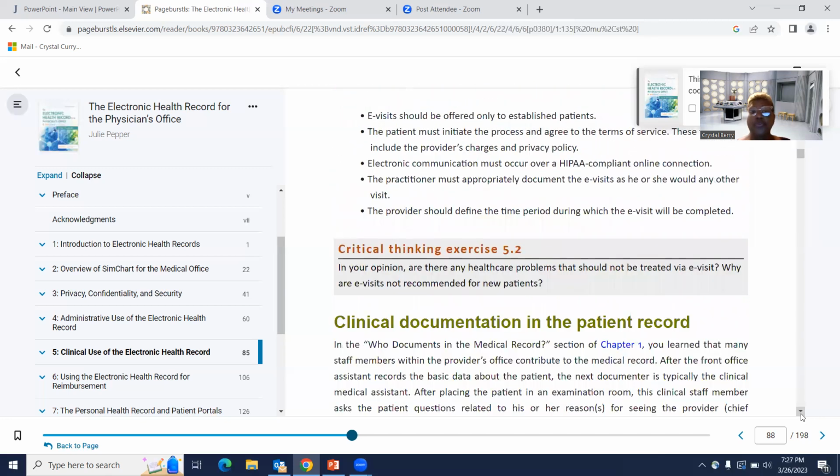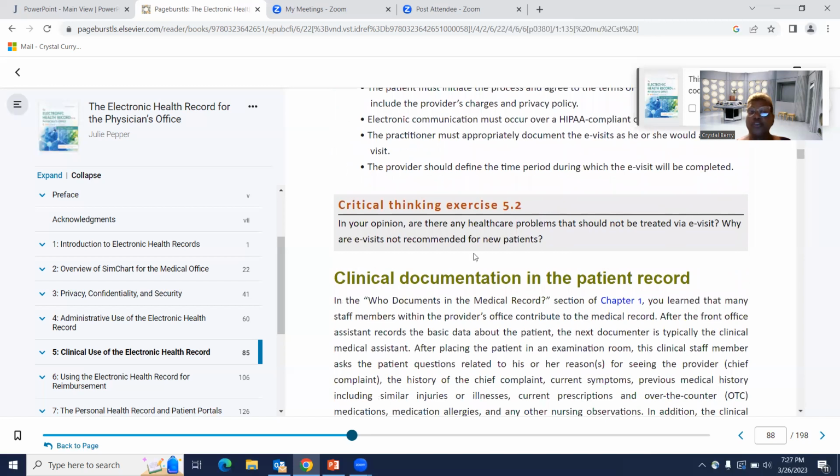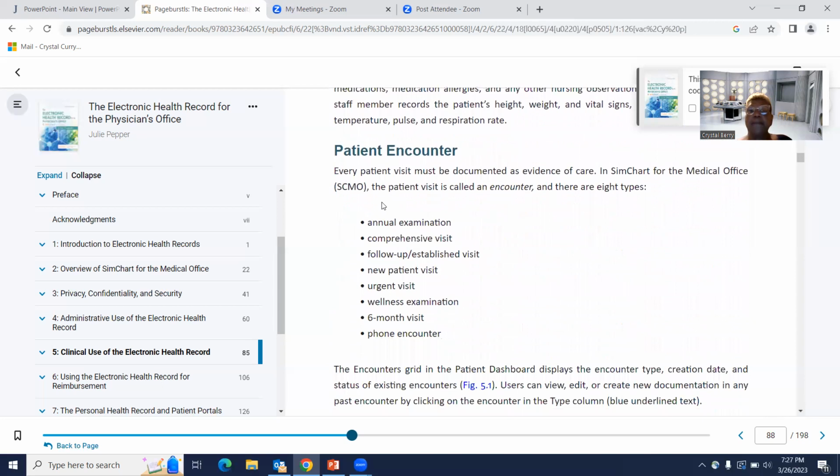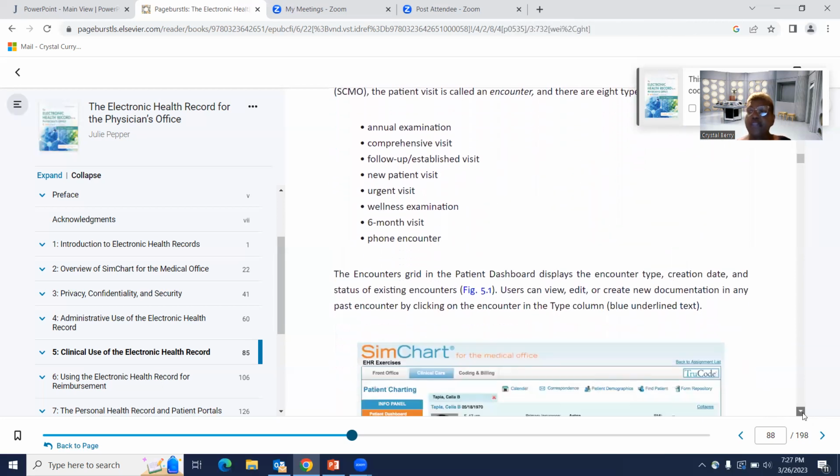Next, as you go through your critical thinking exercises 5.2: in your opinion, are there any healthcare problems that should not be treated via e-visit? Why are e-visits not recommended for new patients? Patient encounter. So make sure that you're going through all of these slides.